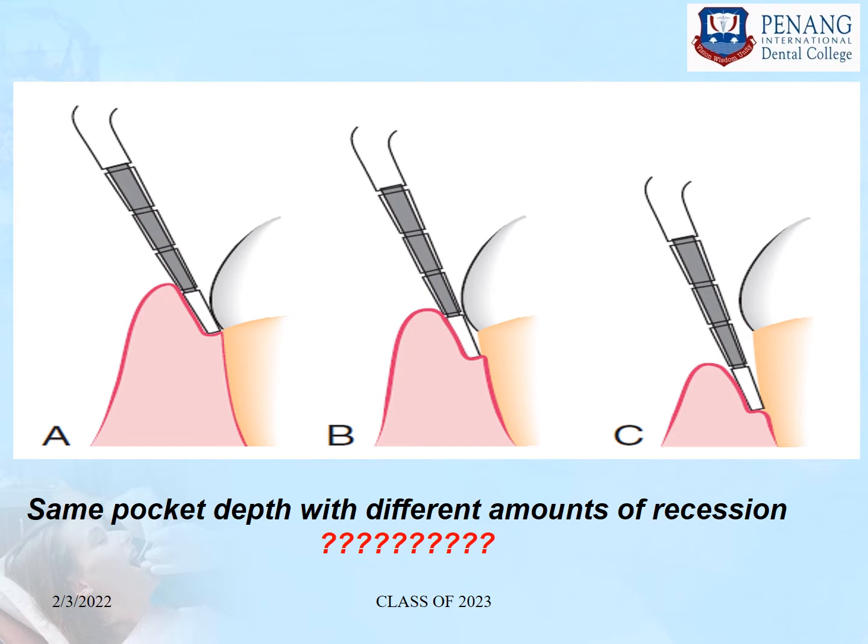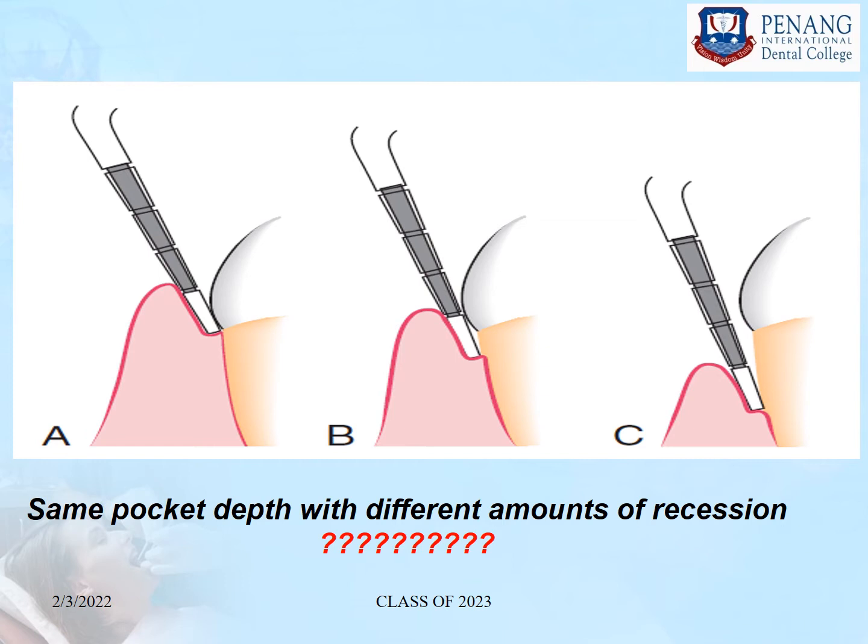Though they have the same 4 mm probing depth for all 3, the amount of destruction in C is comparatively very much higher than A, which means that A is generally not a case of periodontitis, but C is definitely a case of periodontitis. So this is how clinical attachment loss plays a role.